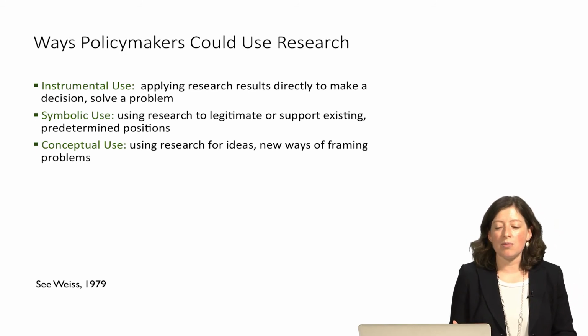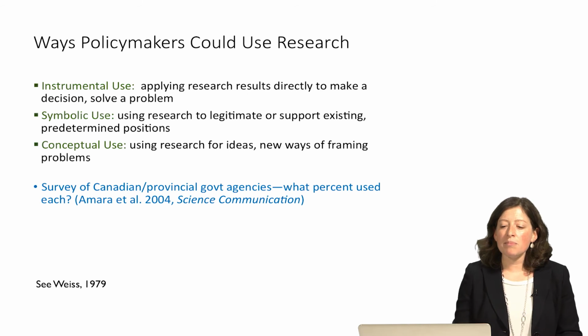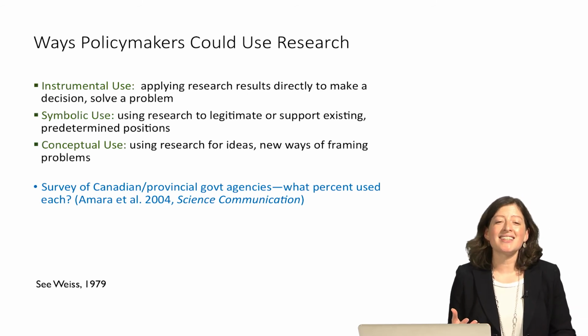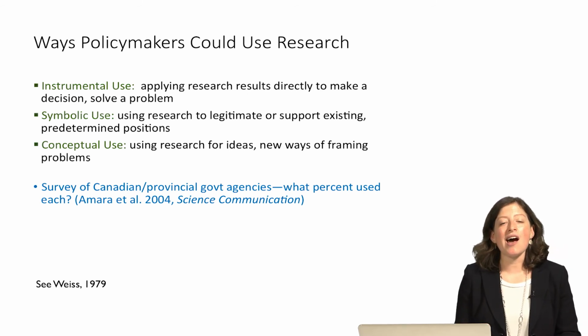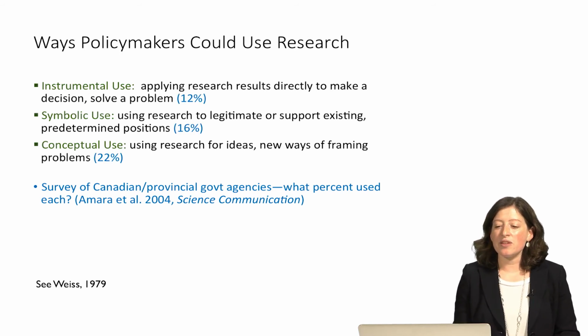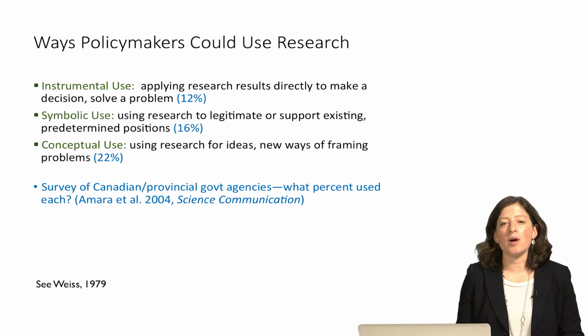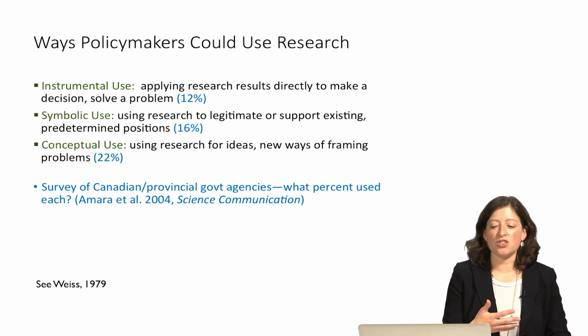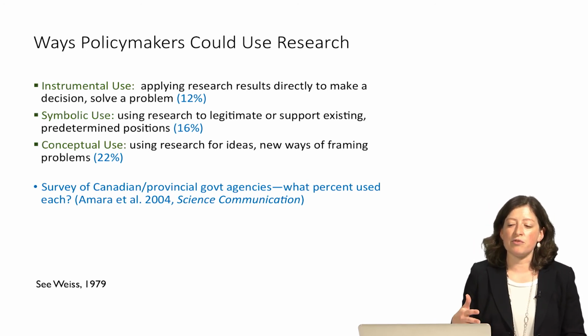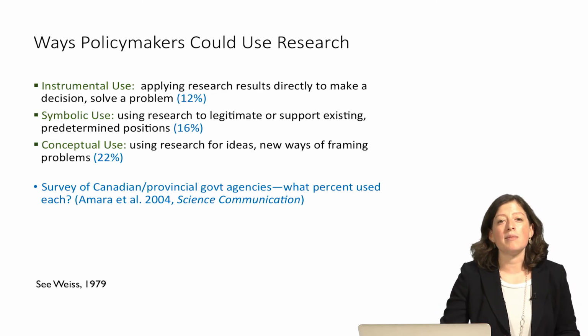And finally, there is conceptual use, using research for ideas, for new ways of framing problems. One empirical study conducted in Canada asked government agency staff how often they used research in each of these three ways. And what they found was that while the overall numbers are pretty low for use of research at all, more agency staff identified using research around these ideas and problem framing than using it directly in making a policy-making decision.